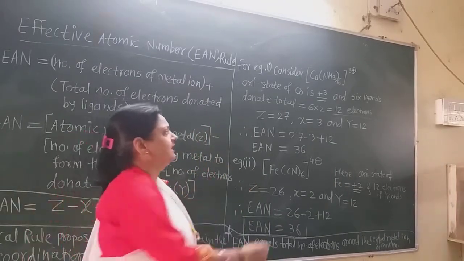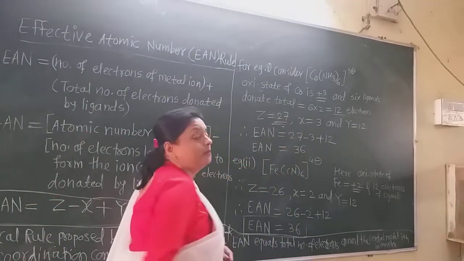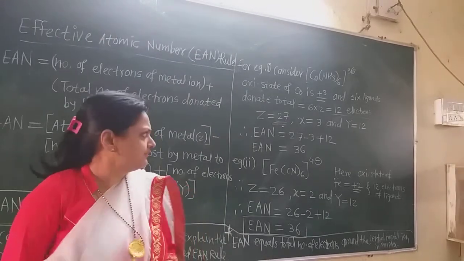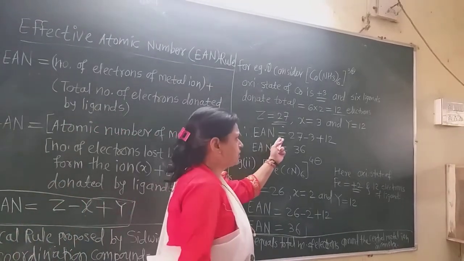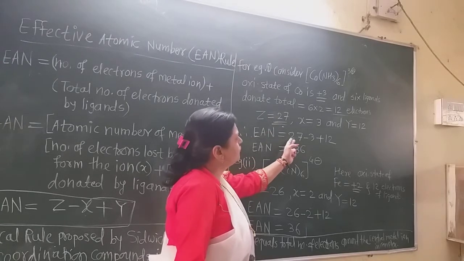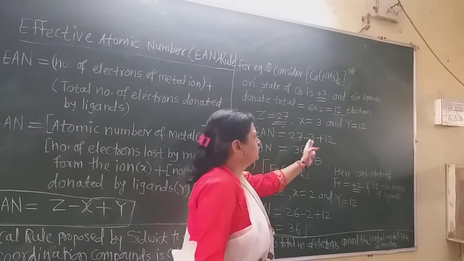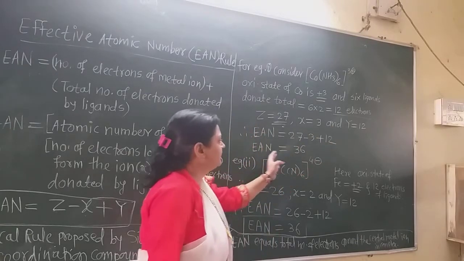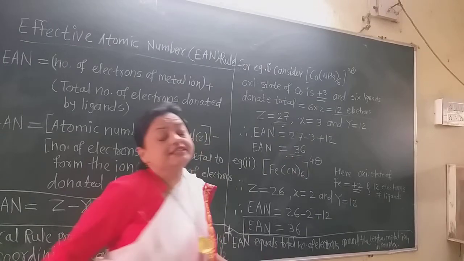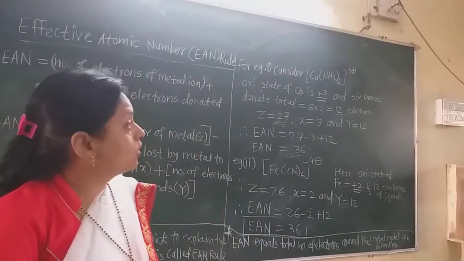Now for cobalt, the atomic number Z is equal to 27. So now substitute Z equal to 27, X is equal to 3 and Y is equal to 12. So 27 minus 3 plus 12 is equal to 36. Now this is the effective atomic number of this complex.